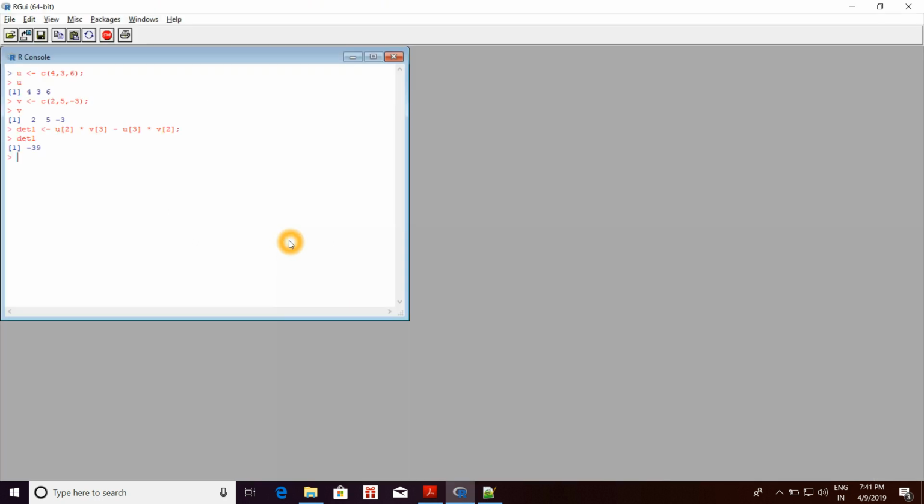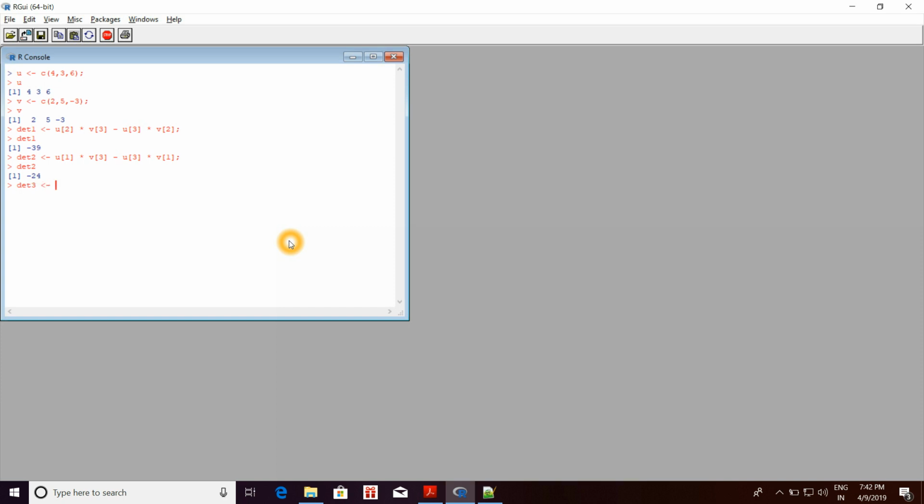Then we will calculate the second determinant by covering the second column of the matrix, and it will be u1 multiplied by v3 minus u3 multiplied by v1. So det 2 will be minus 24.